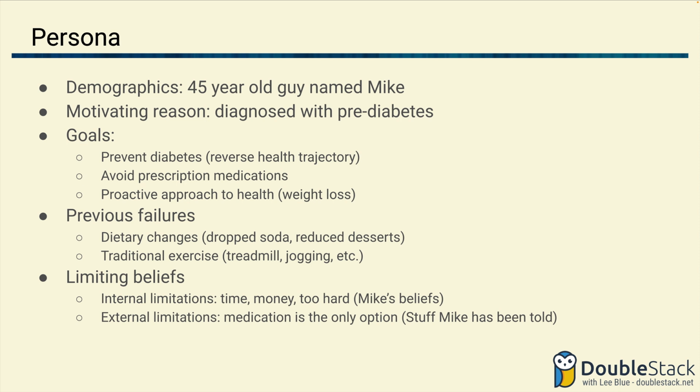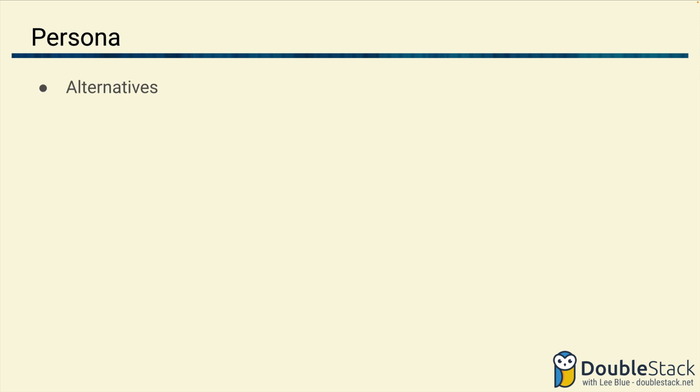And I like to look at it from both angles. What do I believe would cause me to have a problem? And what are other people saying, external to me, that might be an issue that I need to overcome as well? And these are all the things that I have for defining the persona.